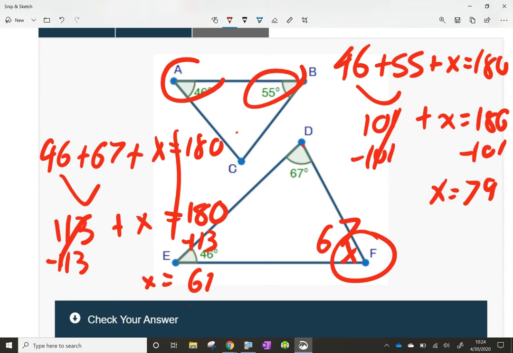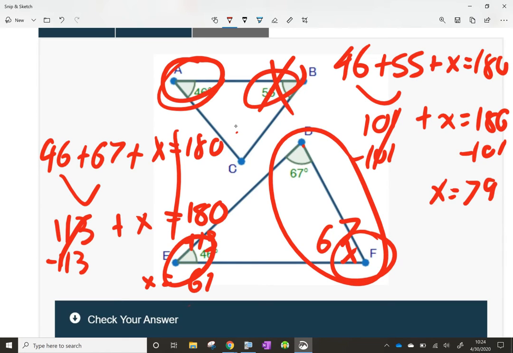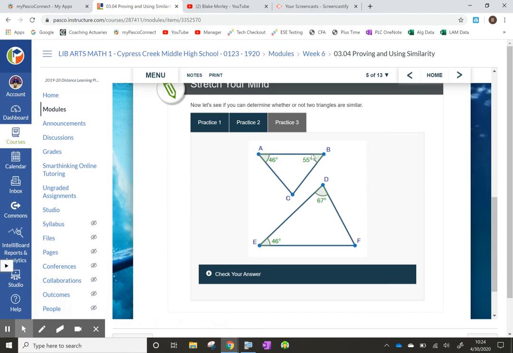So I don't have any double matching pairs. The 46 is the only angle in these triangles that will match. 55 doesn't match with anything over here, and 79 does not match with anything over here either. So there's nothing else we can really do. Those triangles are not similar.